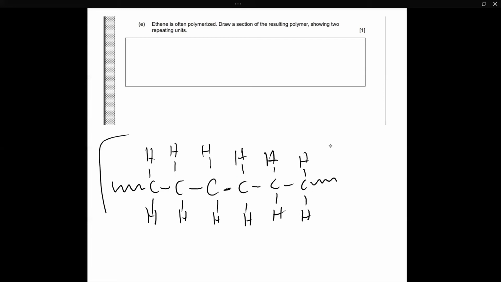And if you want, you can also put these square brackets around them, and you can put a little n over here. This n signifies the number of units. So it's just n number of units. It could be an infinite number of units. It could just keep going on and on and on forever. So this is how you polymerize ethene. It's very simple. Just break the double bond, just remove the double bond, and attach this ethene to another ethene with also a broken double bond.